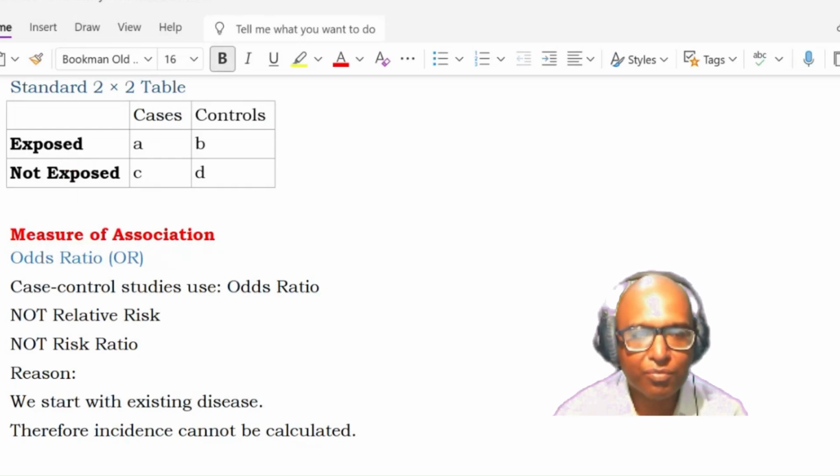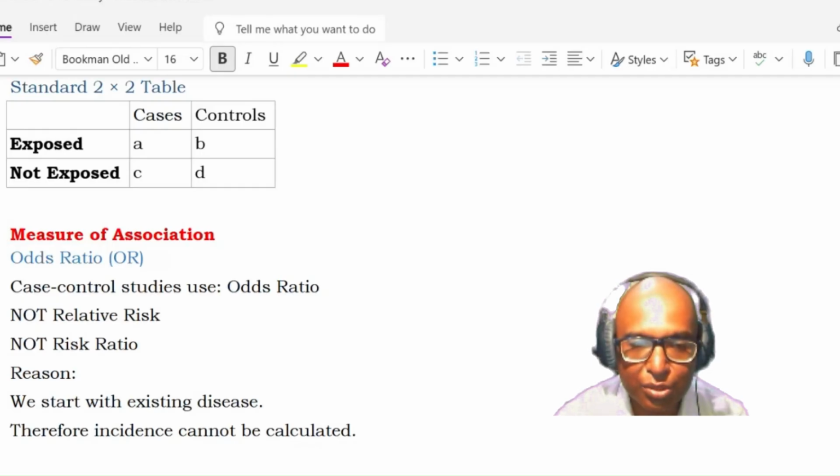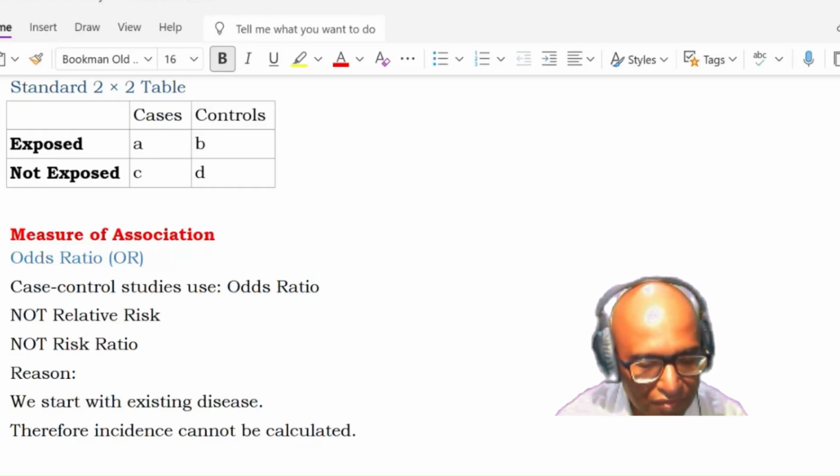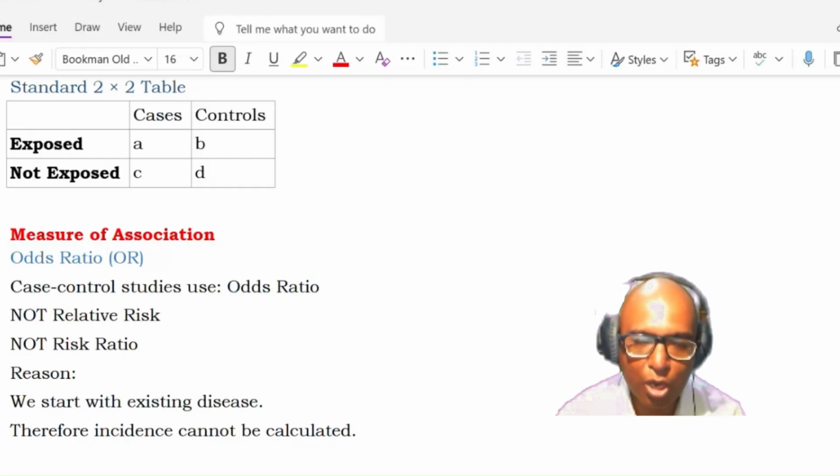Now we will look at the measure of association. How are we going to calculate the association between the risk factor and the disease? It is by the odds ratio. Remember, in a case control study they will always ask about the odds ratio, because the odds ratio can be measured in cross-sectional studies and cohort studies also. But primarily, in the case control study, our primary aim is to calculate the odds ratio.